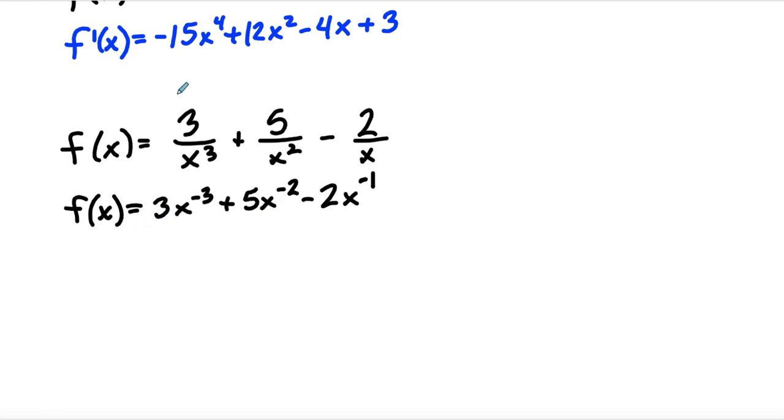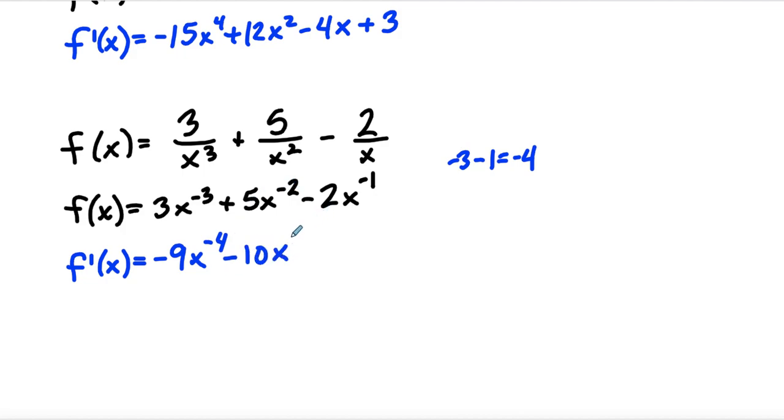All right, so I'm going to take this, and now I'm going to actually take the derivative. And so I'm going to take that -3, multiply it by 3 is going to give me -9. And remember, when we do -3 minus 1, that's actually going to be -4, right? So that's going to give me x to the -4. I'm going to do the same thing here. That's going to be 5 times -2 is -10, x to the -3. And then the final one here, I'm going to take that -1 down front. It multiplies by -2. That's going to be +2, x to the -2.